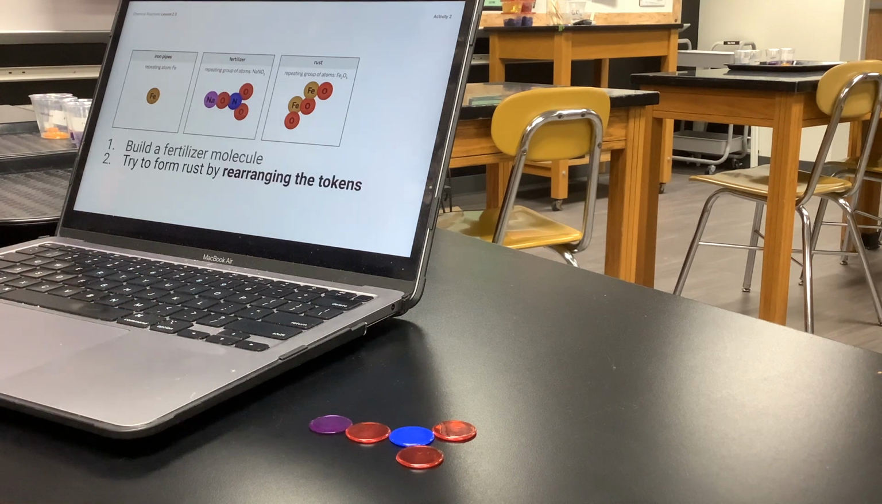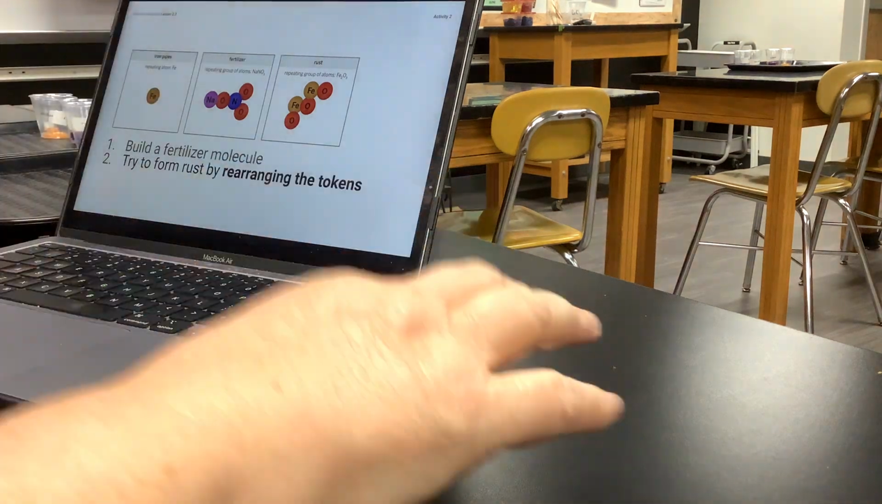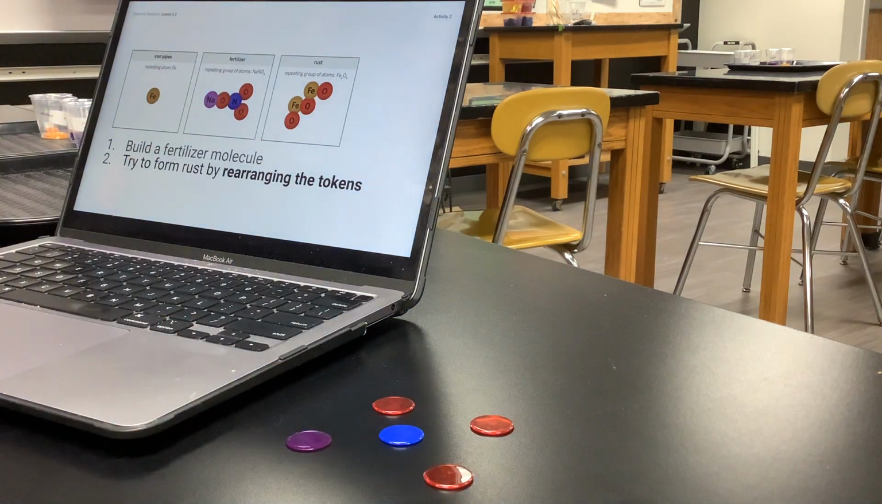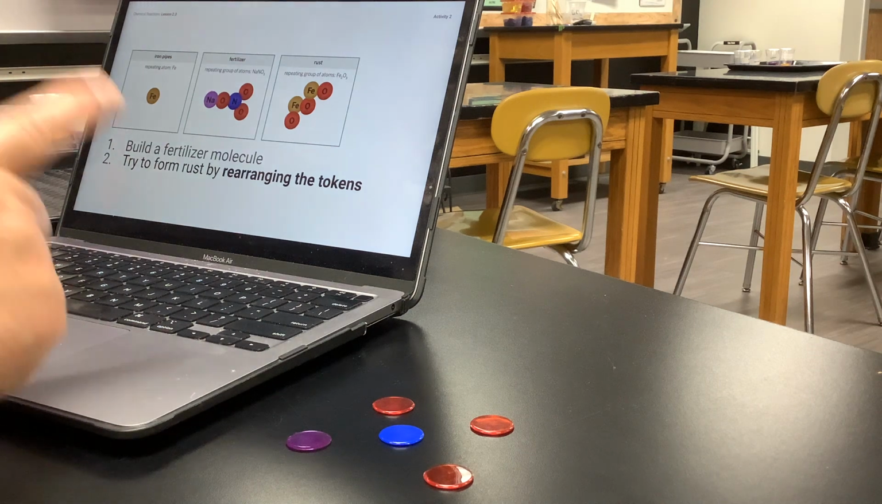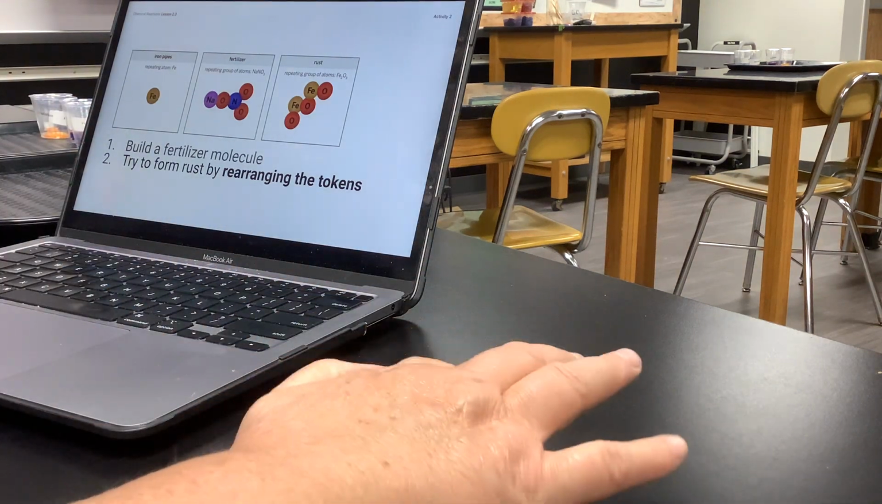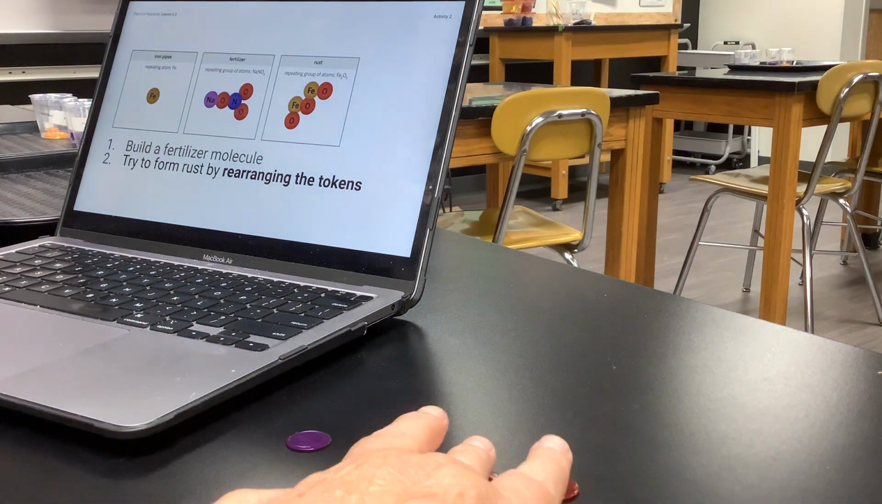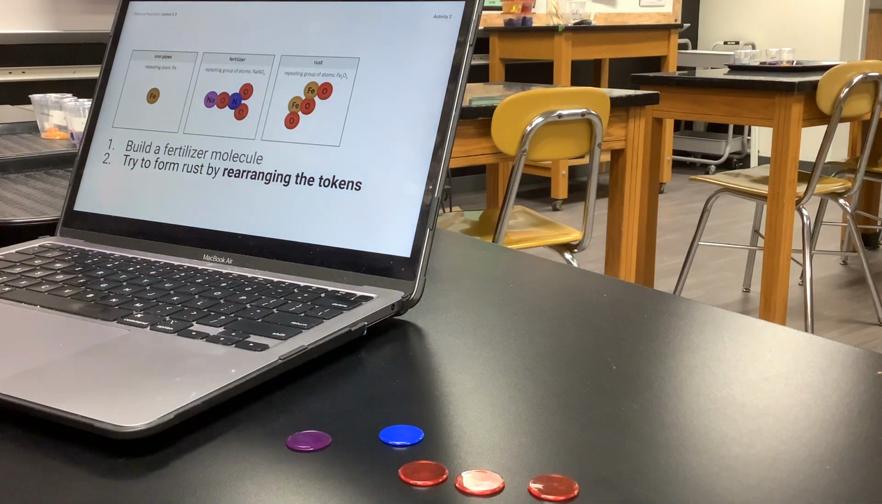Now I want to try and form rust by rearranging the tokens. So again, I'm trying to model a chemical reaction. In a chemical reaction, the atoms break apart and rearrange to form a new substance. The new substance does have 3 oxygen, right? But what am I missing?